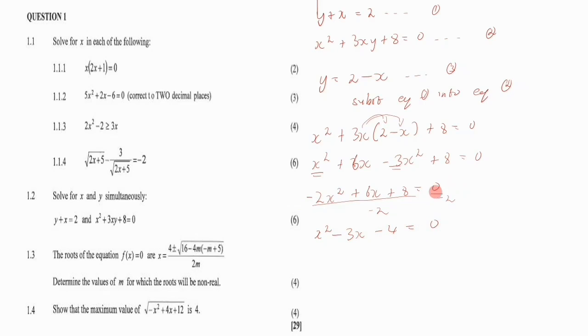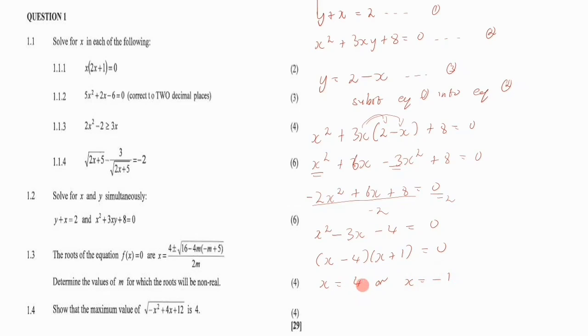So we know 0 divided by any number is 0. Now when we factorize this, it becomes x minus 4 and then x plus 1, right? And then equal to 0. So our solutions for x will be x is equal to 4 or x is equal to negative 1, right?